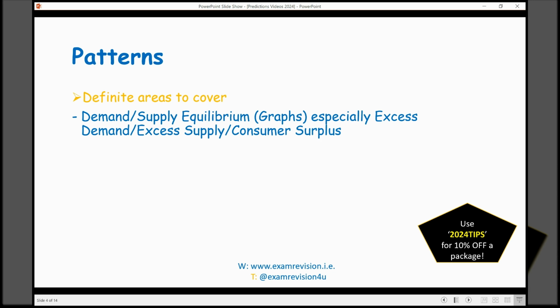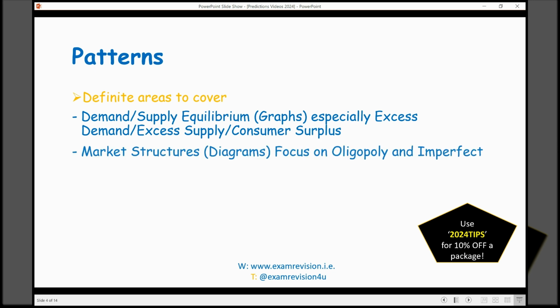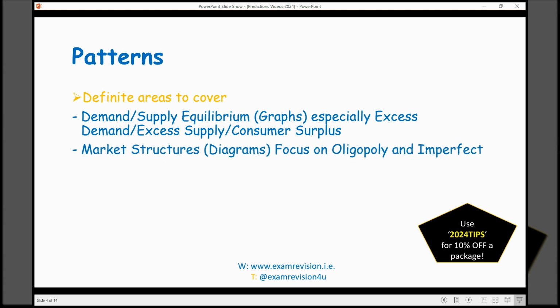Things like, and I know it came up on the mock papers, a Taylor Swift concert and consumer surplus. That's the type of stuff that's a common question recently as well. Your market structures, again, they come up every year. I would be able to draw all diagrams and know them inside out, characteristics, but a particular focus this year on oligopoly and imperfect competition. Again, you're probably talking about, out of 75 marks, your market structures are going to be somewhere in around at least 50.